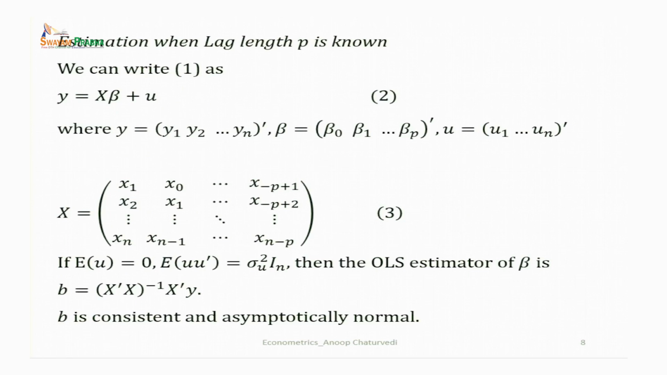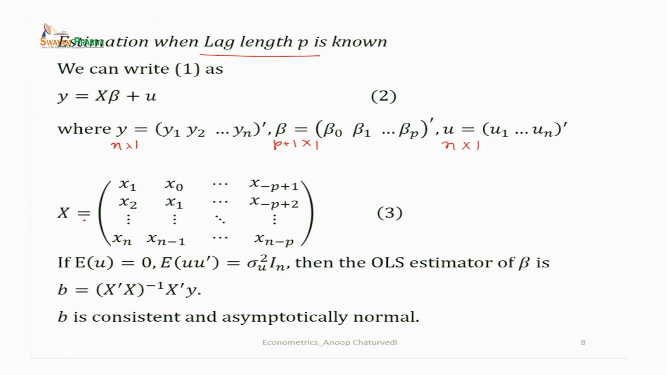Now, first we assume that the lag length p is known and it is fixed. Then you can write the model 1 as y = X beta + u. So, it is just a simple linear regression model, where y = (y_1, y_2, ..., y_n) transpose, beta = (beta_0, beta_1, ..., beta_p) transpose, and u = (u_1, u_2, ..., u_n) transpose. So, again y is an n cross 1 vector, this beta is a p plus 1 cross 1 vector, and u is an n cross 1 vector.